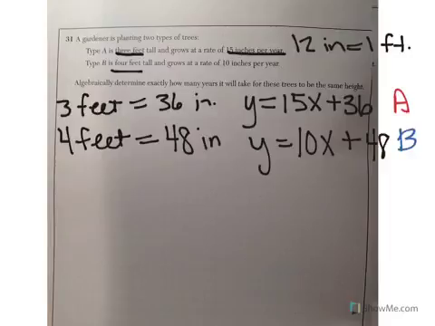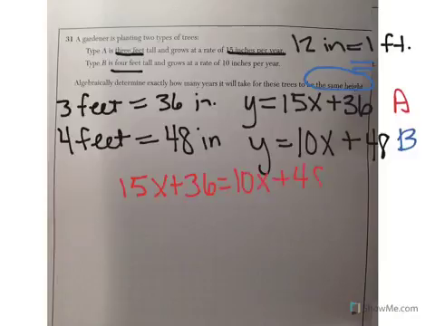And it says, how many years will it take for these trees to be the same height? Because it's asking for the same height, it's asking where are these 2 trees equal? So what I'm going to do is set these 2 equations equal to each other. So I'll have 15x plus 36 equals 10x plus 48.